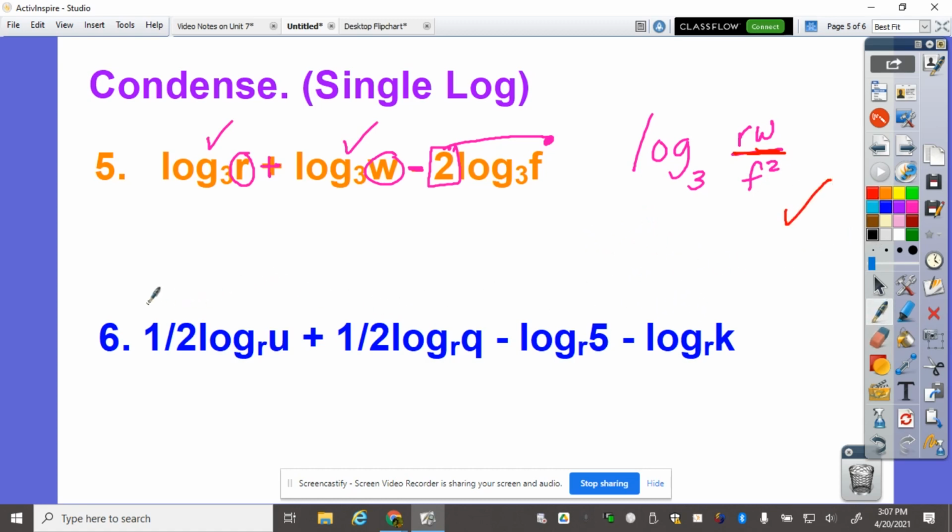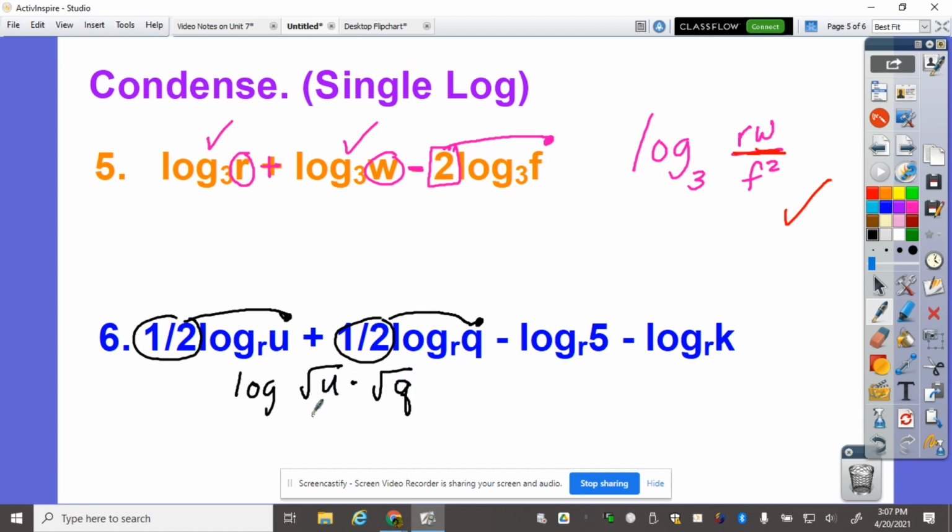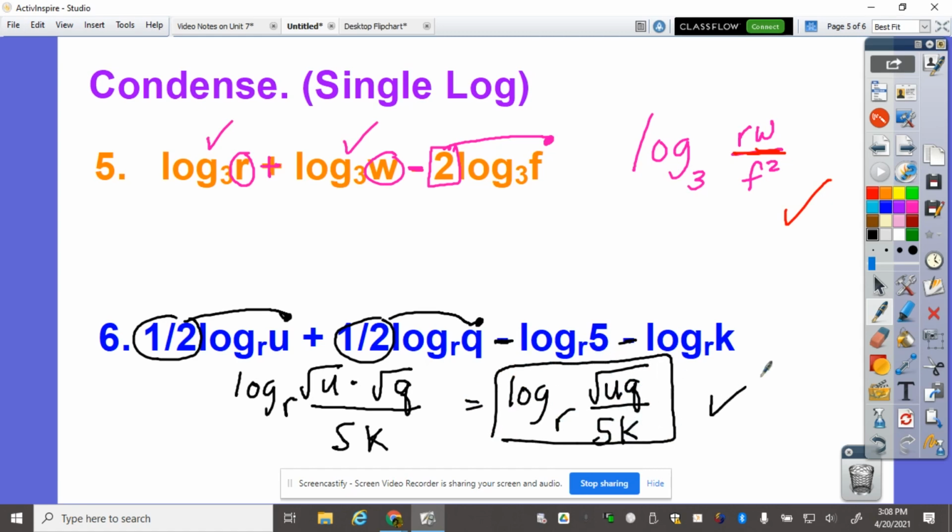Kaboom. Next, we know that there's a 1 half here. It could go up on the u. We have a 1 half here. It could go up to the q. So it will be log of square root of u times square root of q with a base of r, right? Minus, if it's minus, they have to go on the bottom. This will be a 5, and this will be a k here. Okay, so now the complete answer will be log of square root of uq over 5k to the base of r. And that's the answer. Kaboom. And that's how you apply the properties of logarithm. And as always, kaboom.